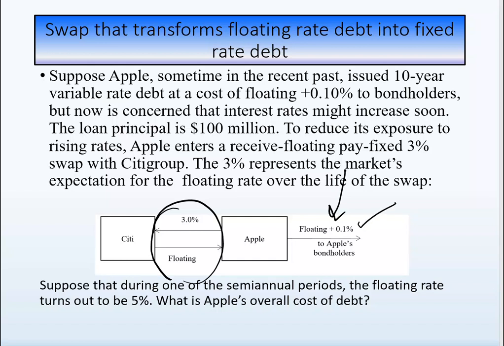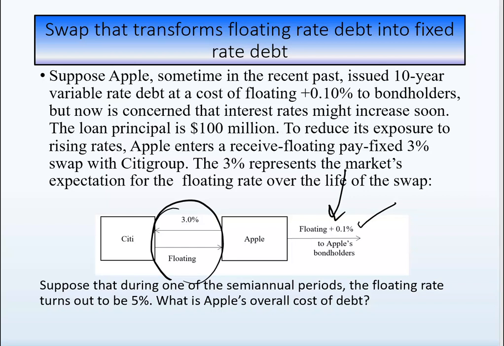Let me point something out before we go any further. Look at the floating rate going into Apple, and then the floating rate exiting Apple plus a 0.1% fixed component. Those two cash flows net out, so that there's a fixed cost of 0.1% involved in this transaction, along with the 3% that Apple will be paying.